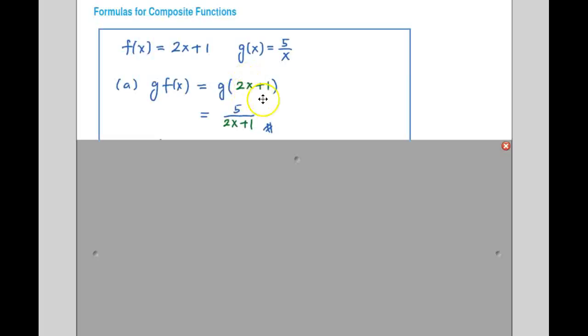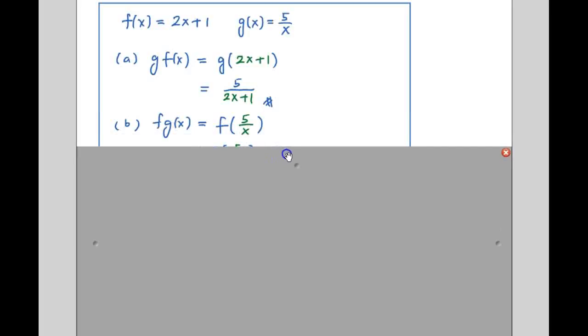The input of g is 2x plus 1. Well, what does g do? It takes 5 and divides it by the input. So we're going to take 5 and divide it by the input. This expression here represents the function g composed f.